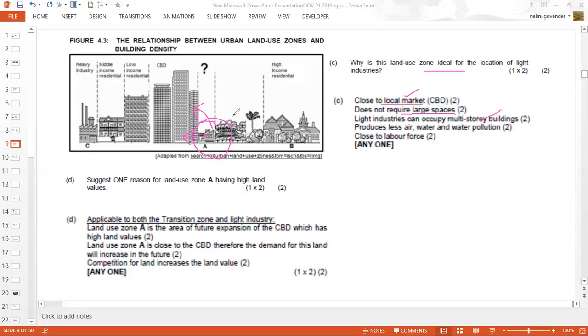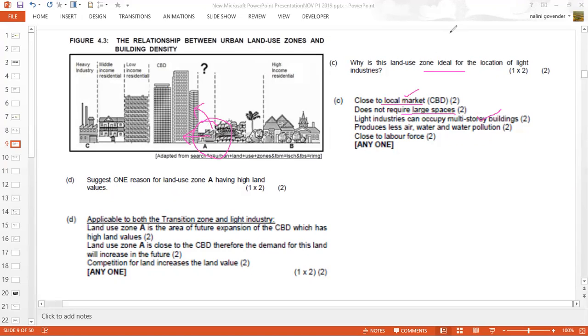The question we're asking is, why is this location ideal? Light industries don't cause much air pollution, noise pollution and water pollution. Therefore, they can locate in this area here. So we're looking for any one reason why the area has an ideal location. To round the question up, it's close to its customers. That will get you the full 2 marks.